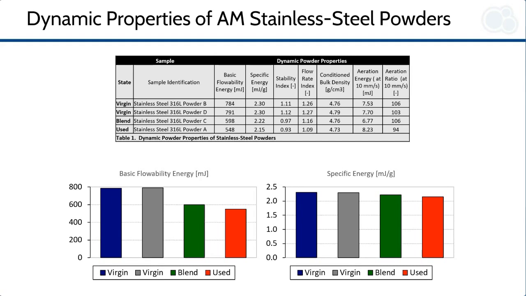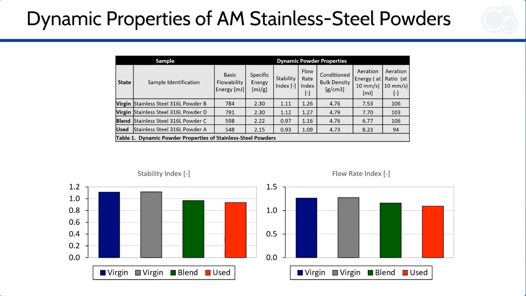The specific energy, SE, is presented in the chart on the right. This is the energy required to move powder confined only by gravity. Again, there is a trend corresponding to powder usage, though the change is much less significant than for BFE. Two additional dynamic properties are presented here: stability index, SI, on the left, and flow rate index, FRI, on the right. These are the ratios of BFE over a number of repeat cycles at the same flow rate for SI and at different flow rates for FRI. Both show small but consistent changes with feedstock usage.